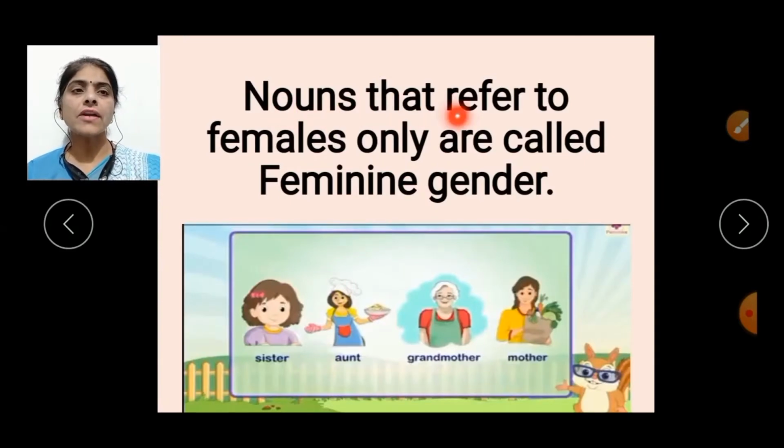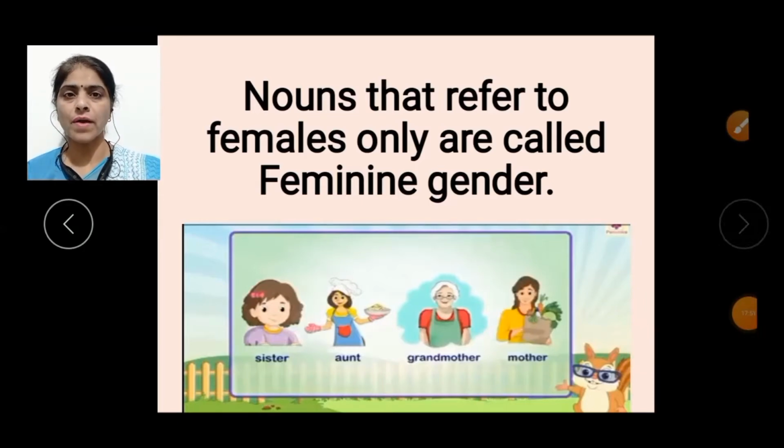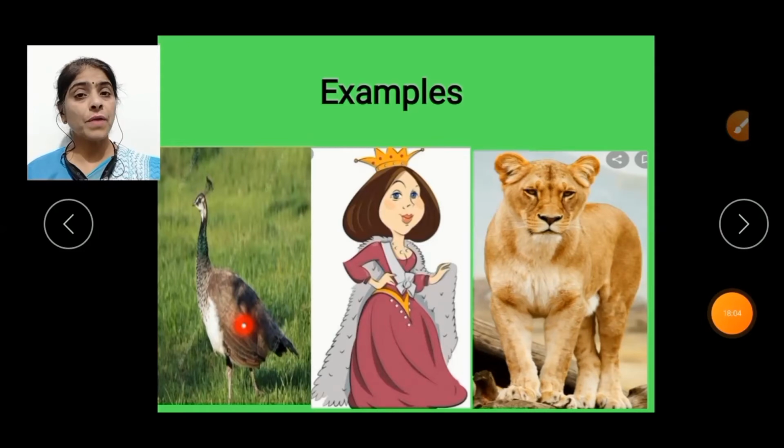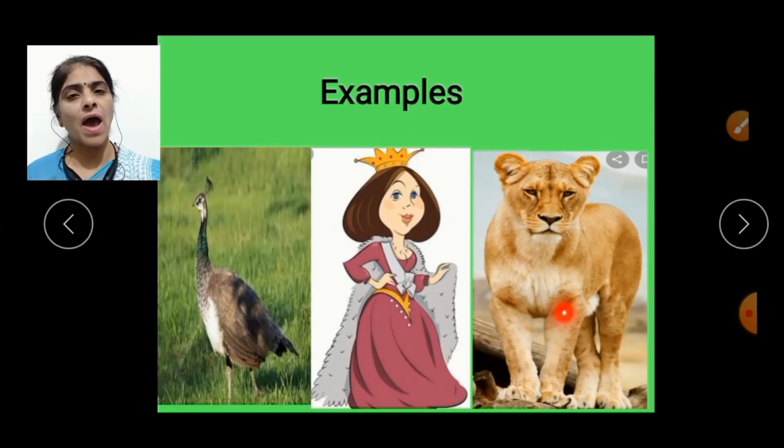Nouns that refer to females only are called feminine gender. Let's have the examples like sister, aunt, grandmother and mother. They are females. So they belong to feminine gender. Let's have some more examples. Here, peahen, queen and lioness also refer to females. So they belong to feminine gender.